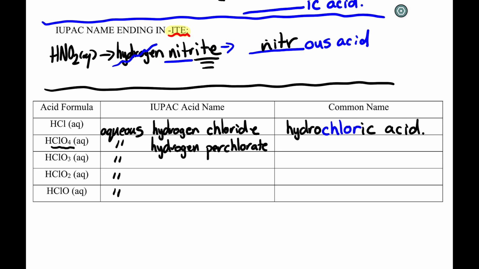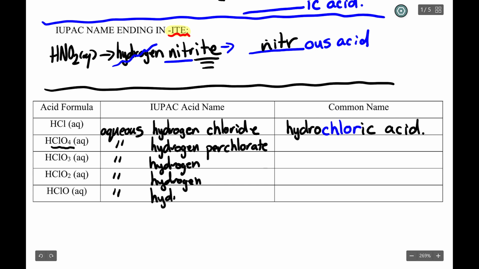So as I continue down this chart, everything has hydrogen, so it's always going to be aqueous hydrogen. Then I have to look up the anion, which is a polyatomic. So ClO3 is chlorate, ClO2 is chlorite, and ClO or OCl, which is the exact same thing, is called hypochlorite.